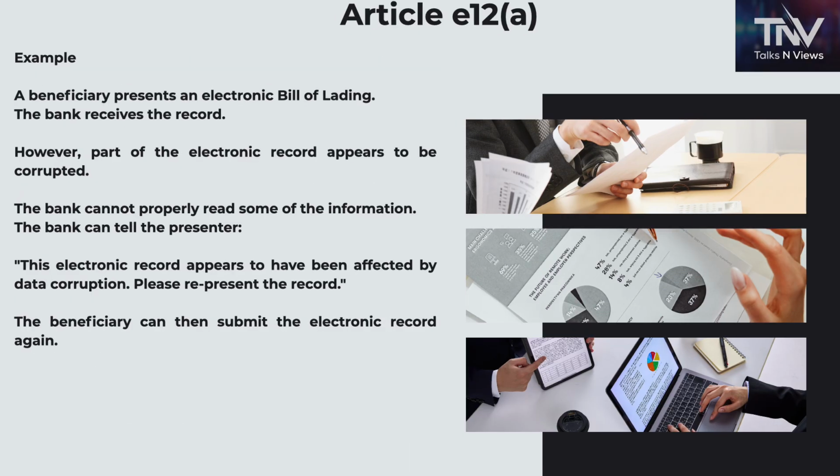Example: a beneficiary presents an electronic bill of lading. The bank receives the record. However, part of the electronic record appears to be corrupted. The bank cannot properly read some of the information. The bank can tell the presenter: this electronic record appears to have been affected by data corruption. Please represent the record. The beneficiary can then submit the electronic record again.